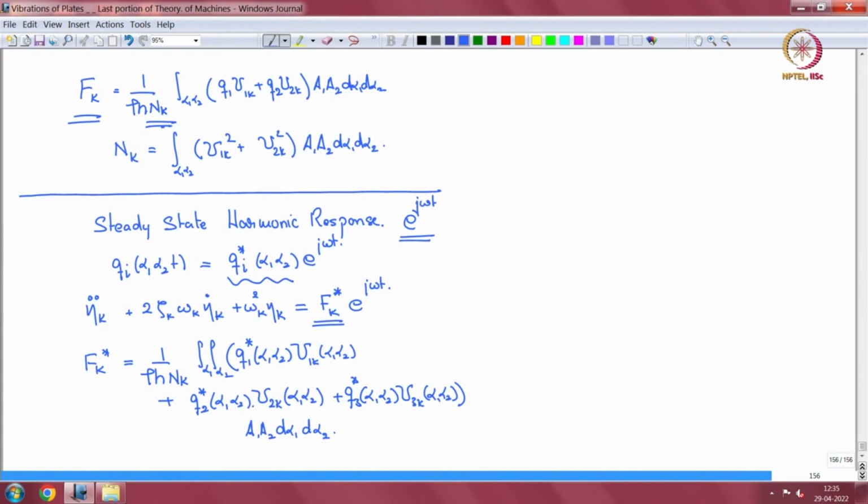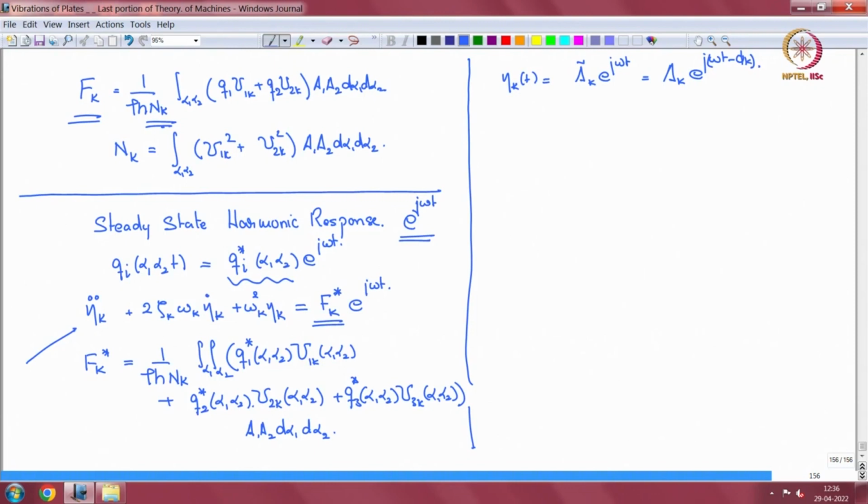Now we can solve it. We say eta k of t, I can write it as either a gamma k tilde, complex number, e to the power j omega t, or I write it as gamma k, a real number, e to the power j omega t minus phi k.